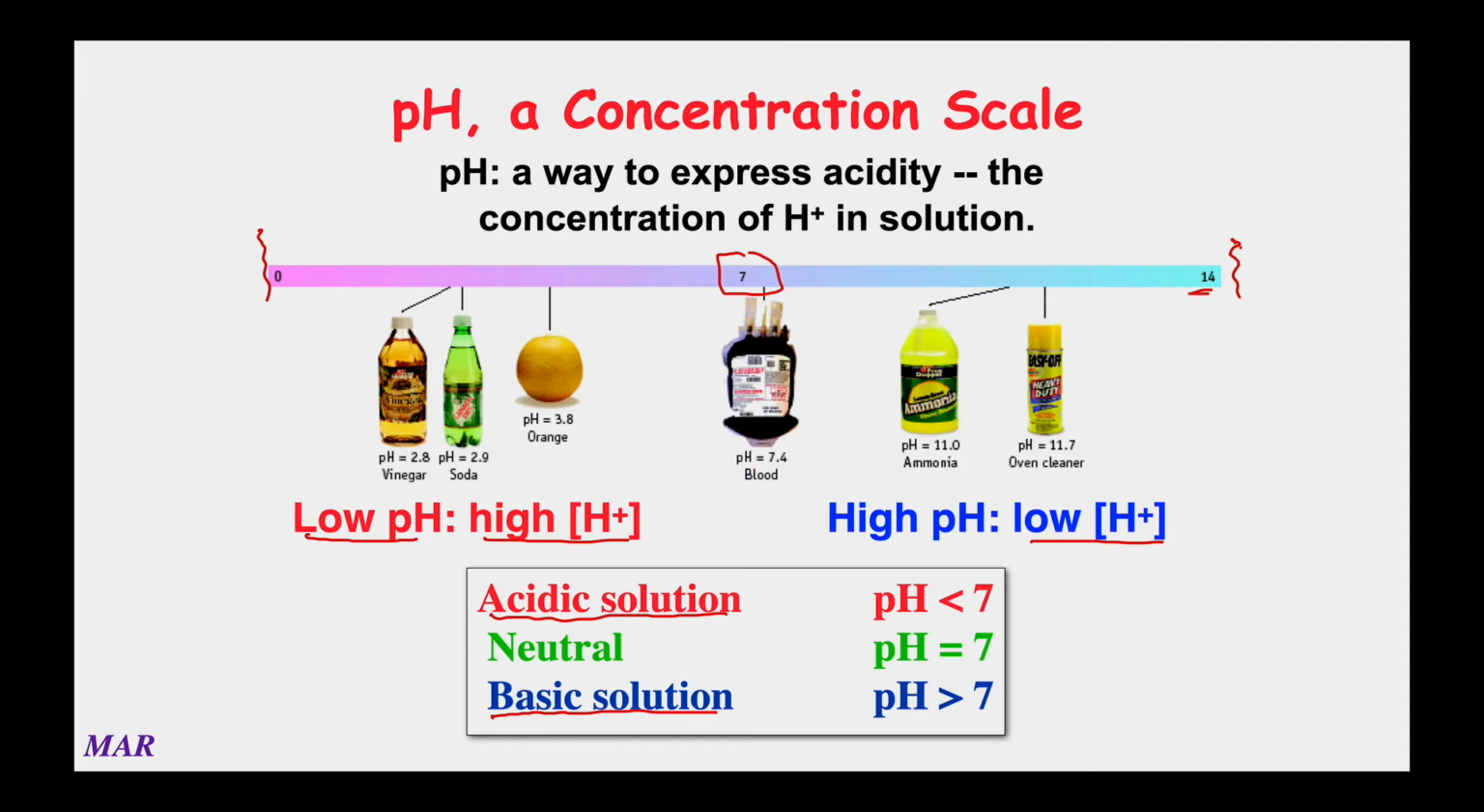Pure water at 25 degrees Celsius should have a pH of 7 as well. But anyway, things that are at least close to 7 are considered neutral. But pHs that are less than 7 are acidic. pHs that are greater than 7 are basic.